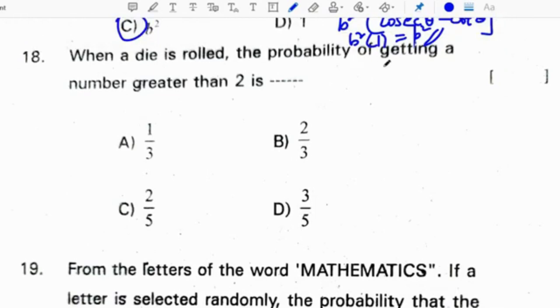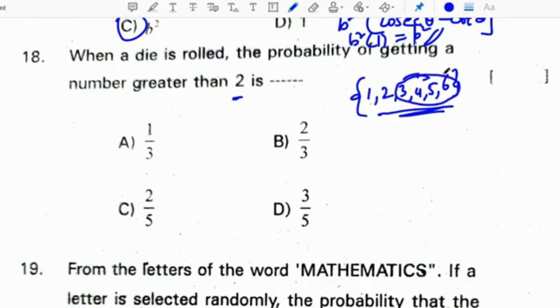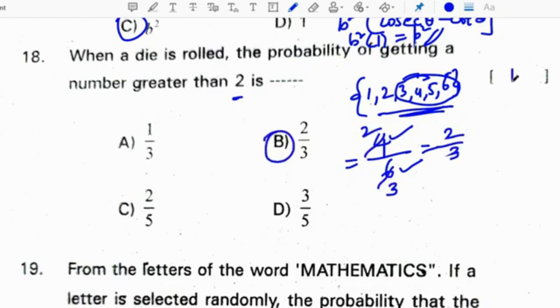When a die is rolled, the probability of getting a number greater than 2 is. When a die is thrown, the sample space will be 1, 2, 3, 4, 5, 6. So these are the numbers in dice, and greater than 2 will be 3, 4, 5, 6. So 4 possibilities are there. So we'll write 4 by 6. 4 will be the favorable outcomes. Total outcomes will be 6, which is also equal to 2 by 3. 2 twos are 4, 2 threes are 6. Correct option is B.